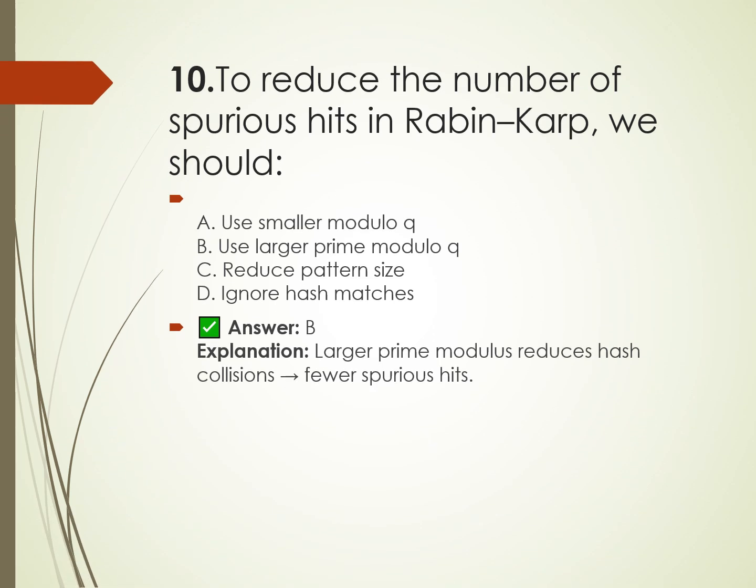To reduce the number of spurious hits in Rabin-Karp, we should A. Use smaller modulo q. B. Use larger prime modulo q. C. Reduce pattern size. D. Ignore hash matches. Correct answer is B. Use larger prime modulo q. Larger prime modulo reduces hash collisions, so fewer spurious hits.